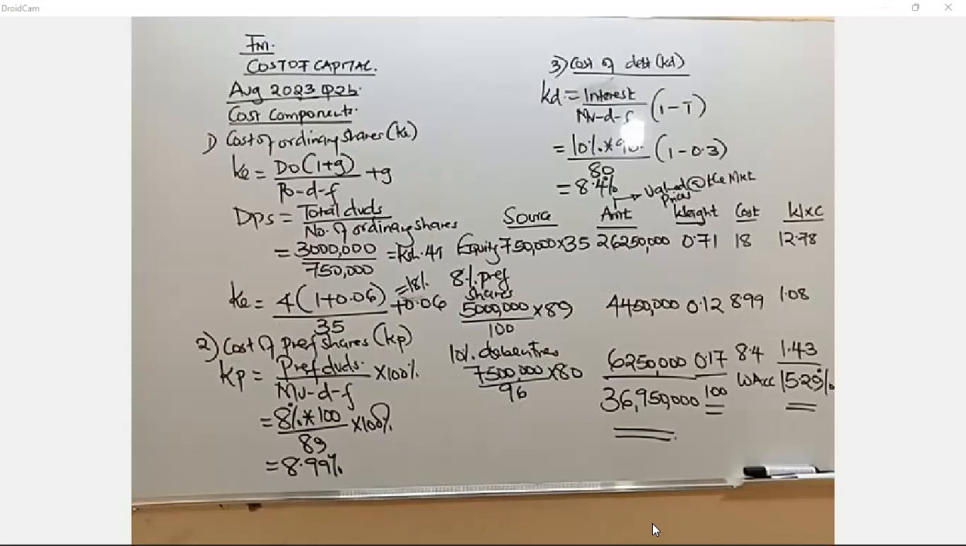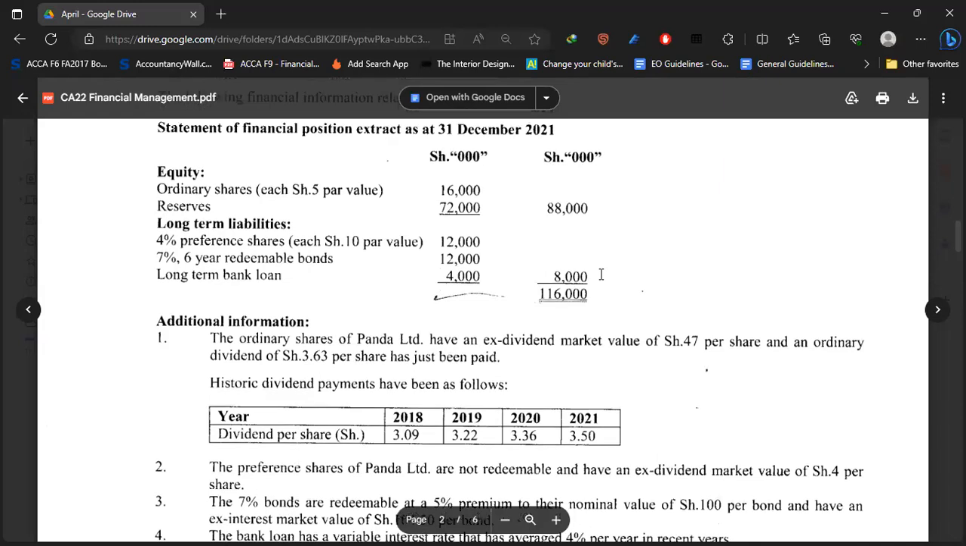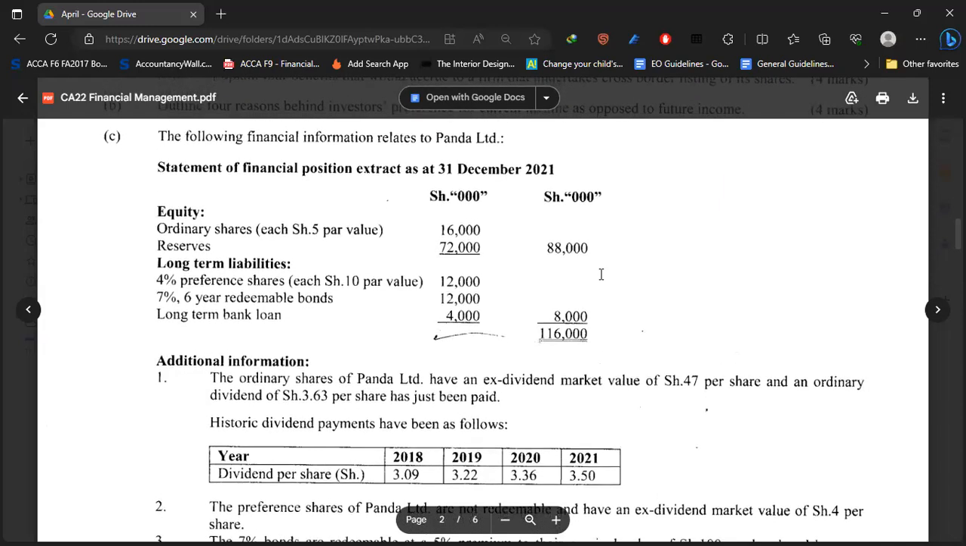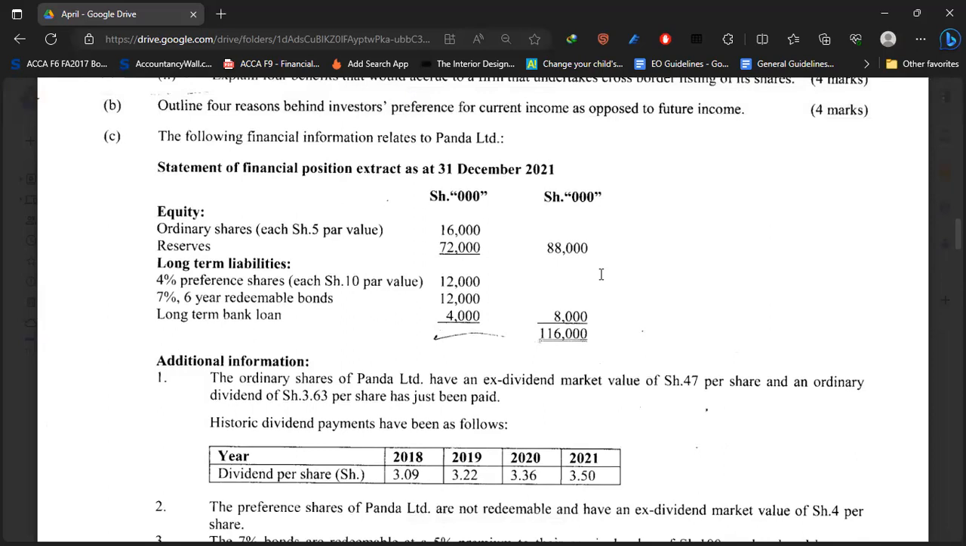Let's go to April 2022, and Yasmin should be reading for us. April 2022, question 3C. Go on. Someone to read, please. Nobody who can read for us? Rama.